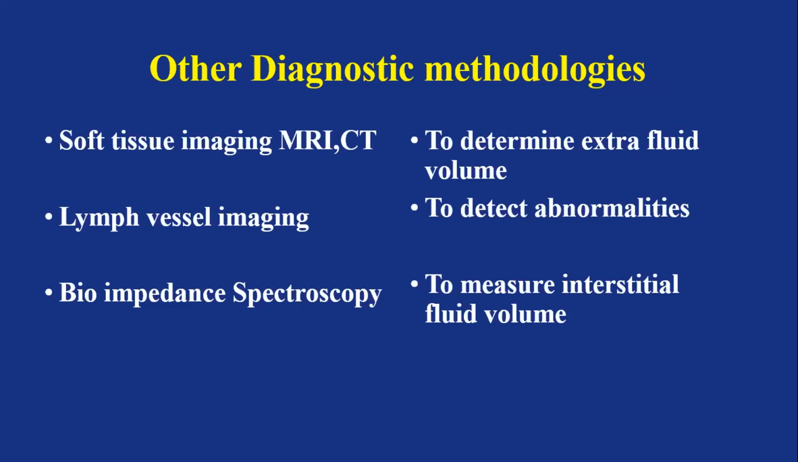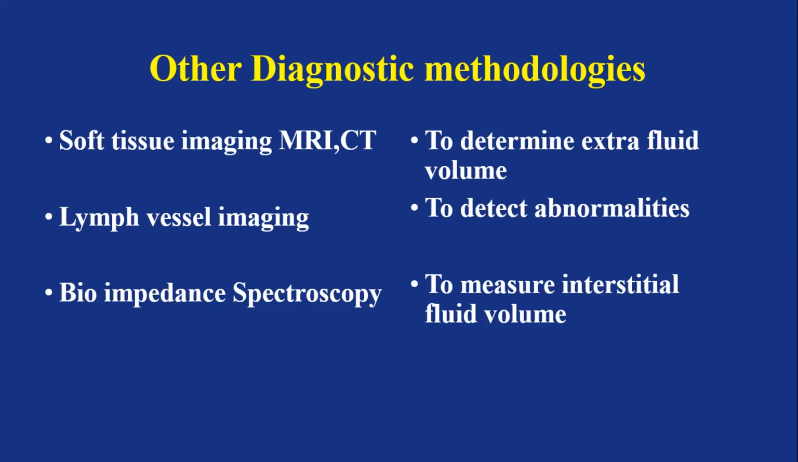So these are the other diagnostic methodologies for the patient, especially first the anatomical, the primary stage. If there is an anatomical obliteration, or a primary lymphedema from birth itself, there is a malformation of the lymphatic system there. We can always assess these with soft tissue imaging.